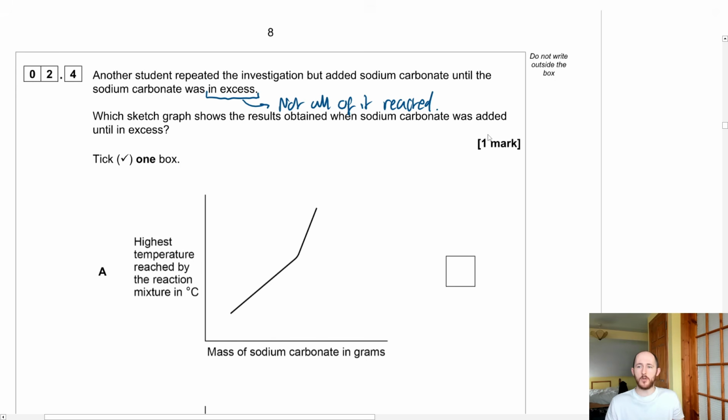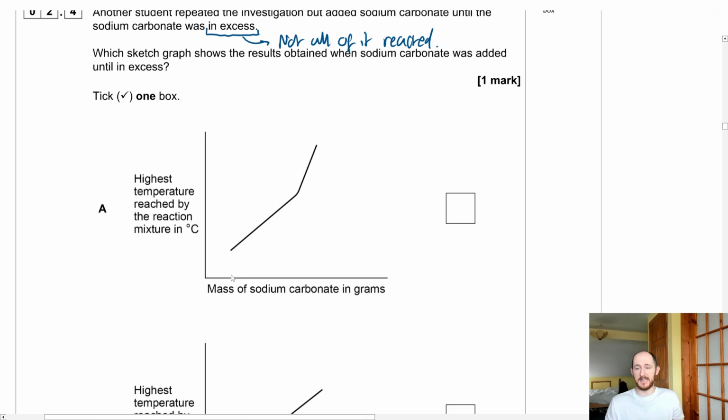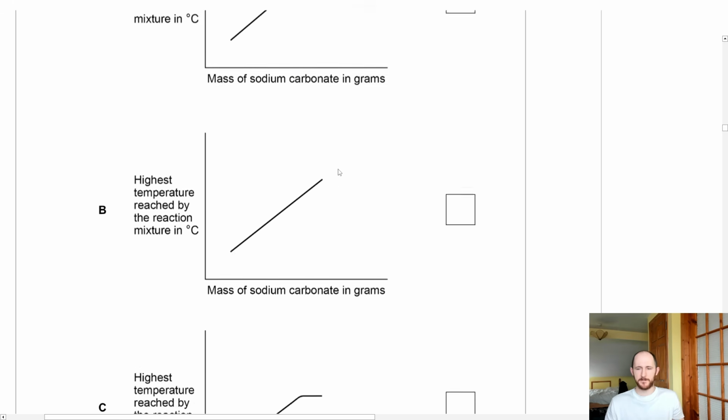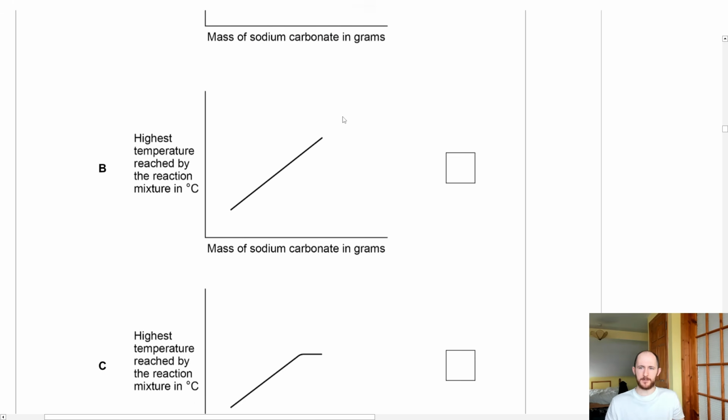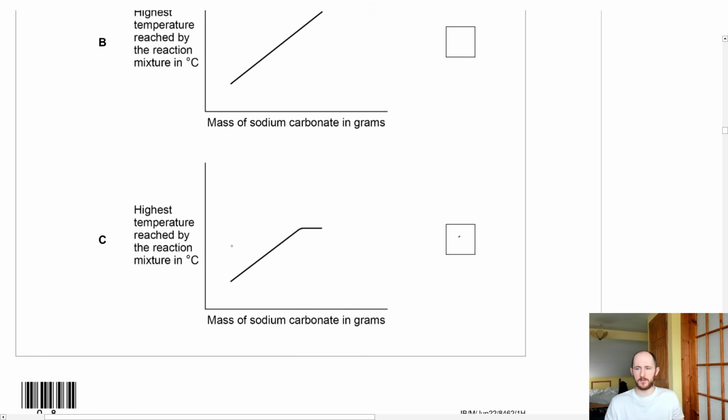So which graph shows that? Well, this is really weird. The mass of sodium carbonate goes up normally, which is what we expect, and then it peaks somehow. Okay? The next one is it just goes up forever, just like our previous one. That doesn't show in excess, because again, they haven't kept adding more and more sodium carbonate until the rate of reaction no longer changes. Instead, you would get something that looks like graph C. This is true even for photosynthesis in biology, by the way.